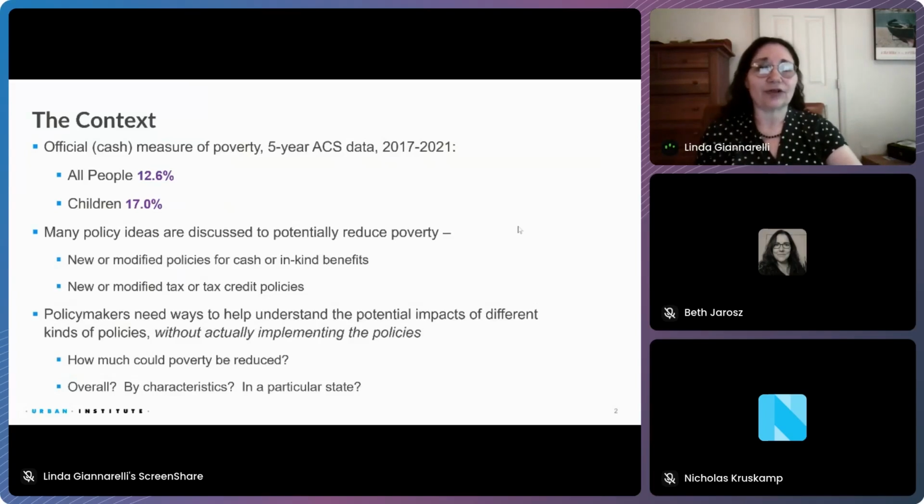Obviously, the gold standard of research might be to test out certain policy ideas in a particular place and then look a few years later at what happened, but that is enormously expensive. So instead, policymakers need different ways to estimate how a particular policy might reduce poverty overall, by different characteristics, maybe in a particular state.